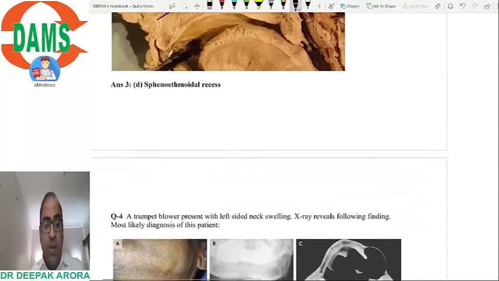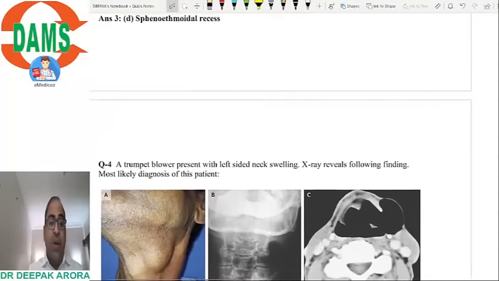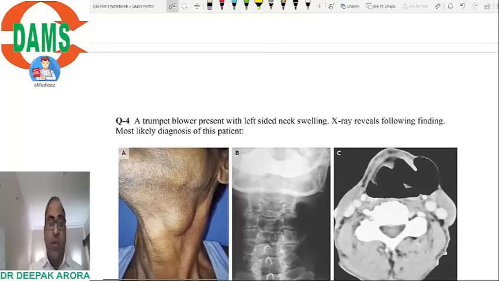Clear? Coming to the next one. Again, very favorite, often repeated MCQ in FMGE examination, a trumpet player. Trumpet player, ENT MCQ, no need of reading the MCQ. Directly jump on laryngocele, beta.